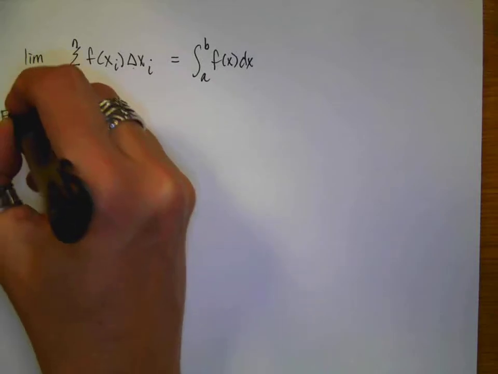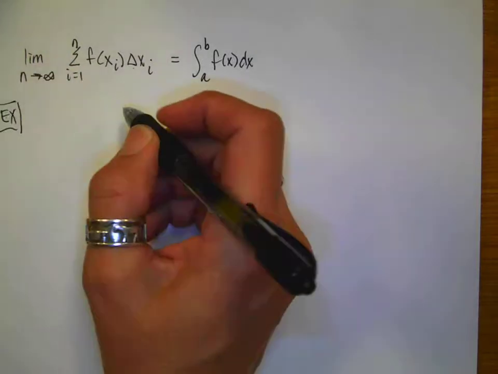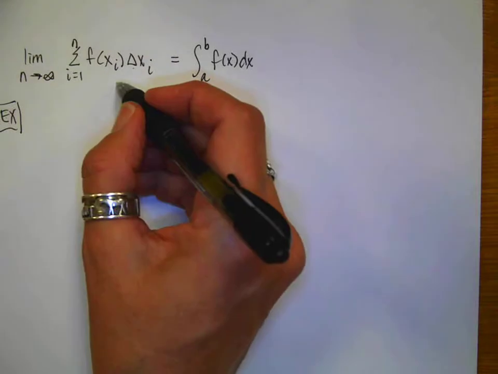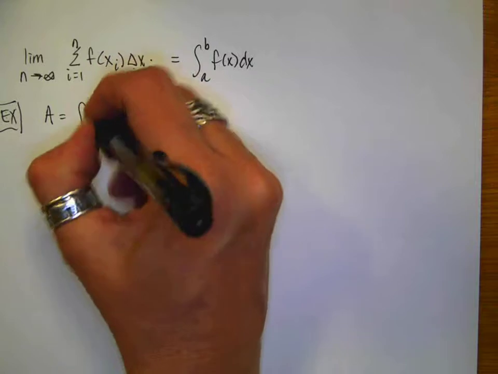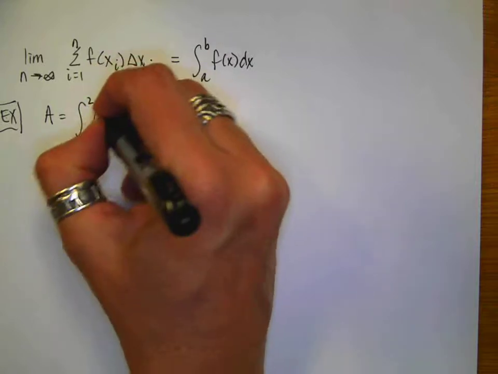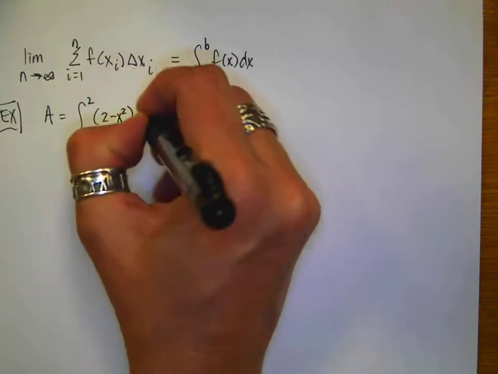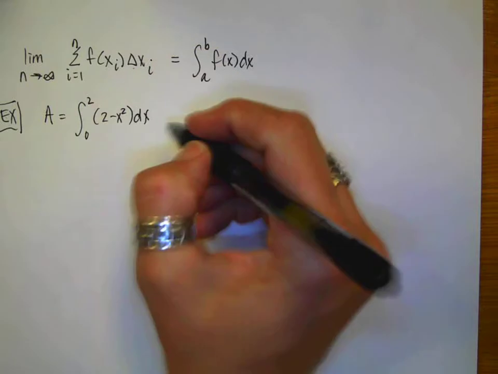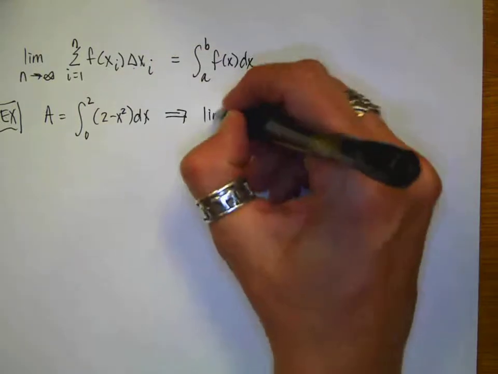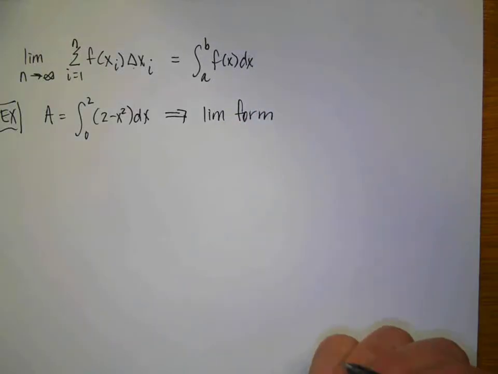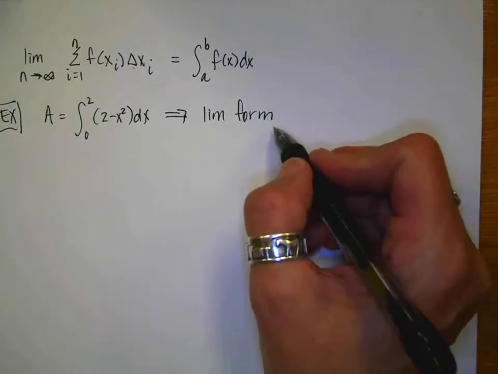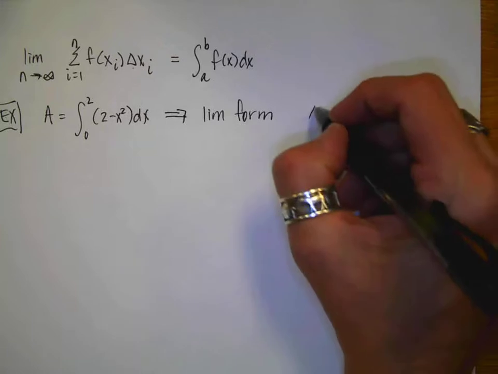All right, so we're going to do an example where we don't use a definite integral. We're going to do this process. So we're going to start with the area is equal to the definite integral from 0 to 2 of 2 minus x squared dx, and I want to convert this to the limit form, and then I want to calculate the area using the limit form, and I'm calculating the area under the curve.